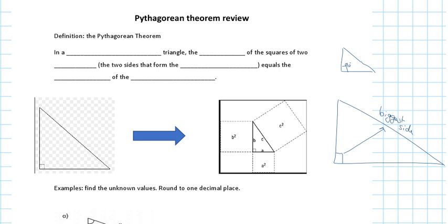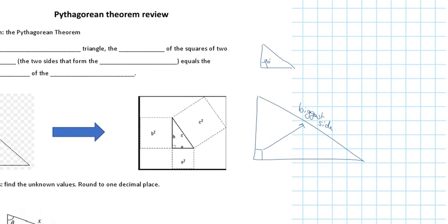Okay? Now, if this is your smallest angle, then this is going to be your smallest side. And that's always going to work like that with any triangle. If it's a right angle triangle, or if it's not a right angle triangle, this is going to work. Okay?